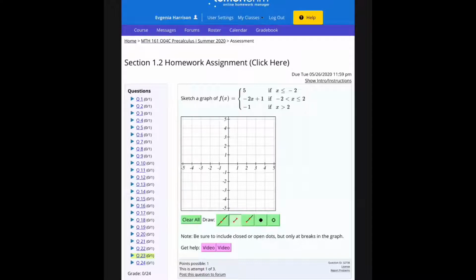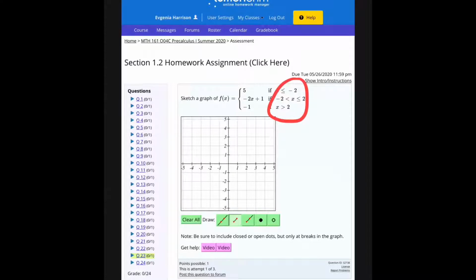The first piece is a constant 5, the third piece is also a constant -1, and the middle piece is a linear function -2x plus 1. The inequalities that you see to the right are the domains for the pieces.